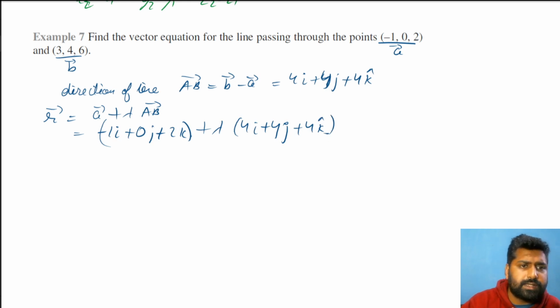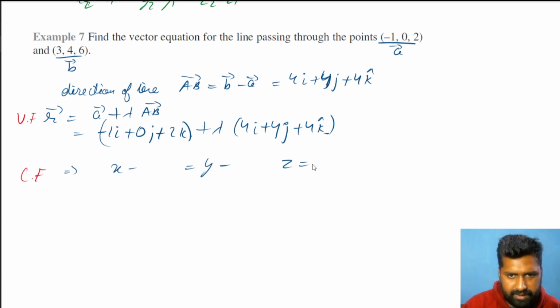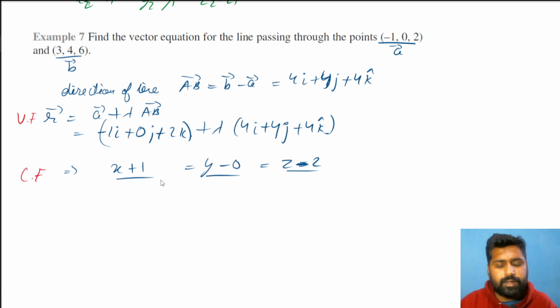Suppose the question was asking, apart from your vector form, for the Cartesian form also. Now how is Cartesian form written? X minus passing point, y minus passing point, z minus passing point. So what is the passing point? Let's take A as the passing point. We can take B also, that will also be correct, but for simplicity let's take A. So x minus minus 1, so x plus 1, y minus 0, z minus 2, upon what? What are the numbers a, b, c below? They are the components of your direction.